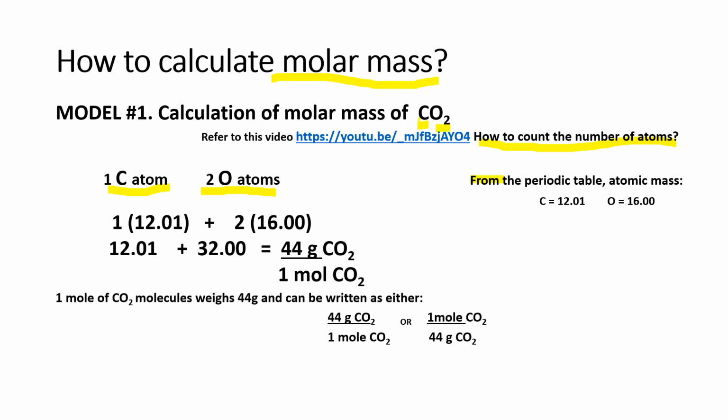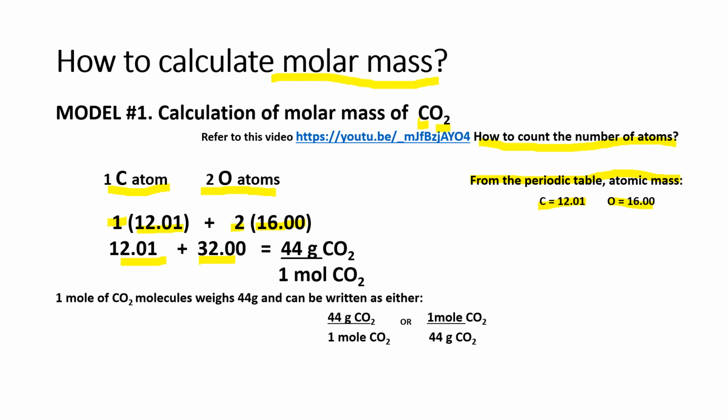And from the periodic table, the atomic mass of carbon can be taken. Carbon is 12.01 and oxygen is 16.00. So we get the masses of carbon and oxygen atoms by multiplying the number of carbon atoms by the atomic mass of carbon, multiplying the number of oxygen atoms by the atomic mass of oxygen, and then getting the total.